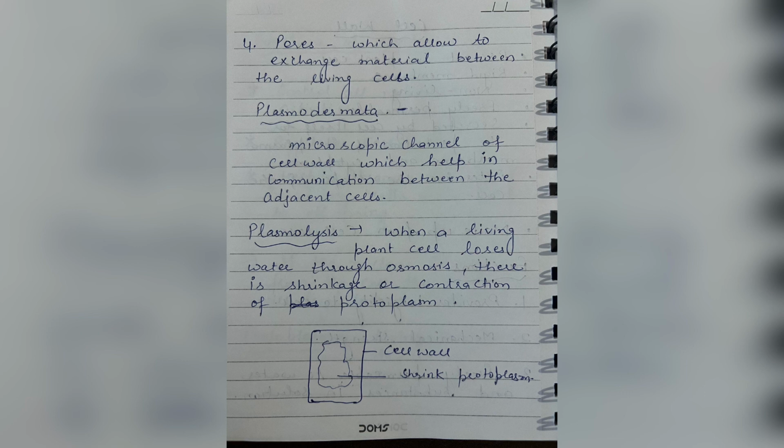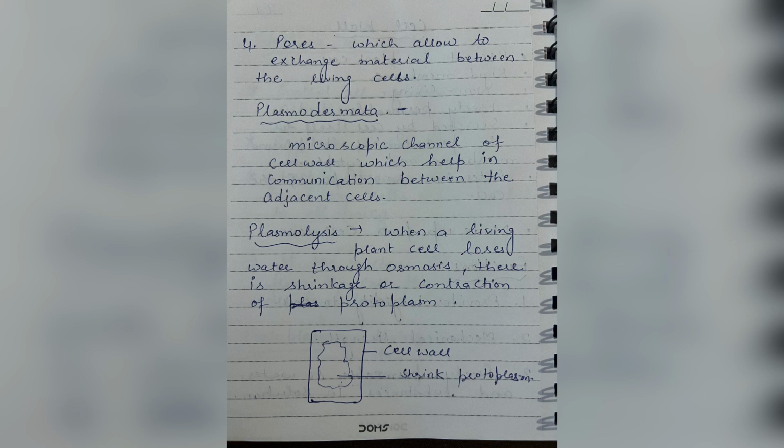The adjacent cells present on the sides make a connection with each other with the help of the plasmodesmata, which help to exchange material between the cells. Fine. So there is one more term, that is plasmolysis. Now what is plasmolysis? It is when a living plant cell loses water through osmosis. Osmosis, we all know what osmosis is: the movement of water molecules from higher concentration to lower concentration.